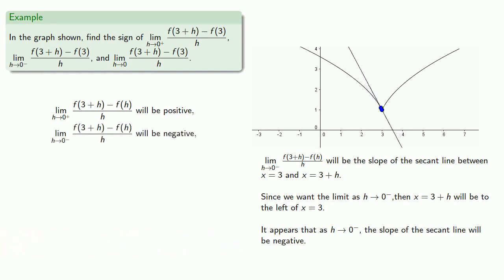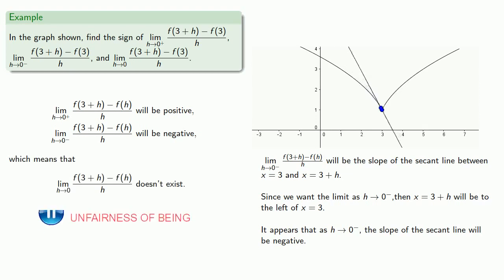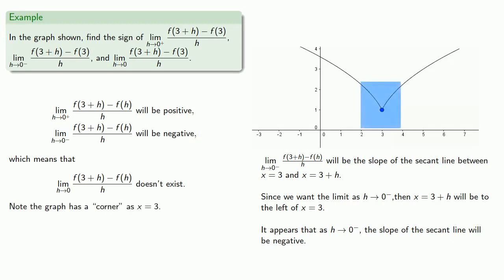Now, because the two limits disagree, a positive number can't be equal to a negative number. This means that the limit itself doesn't exist. Now, remember, the derivative is an algebraic statement, but it also has to do with the geometry of the graph. And note that the graph has a corner at x equal to 3. This is called a cusp.